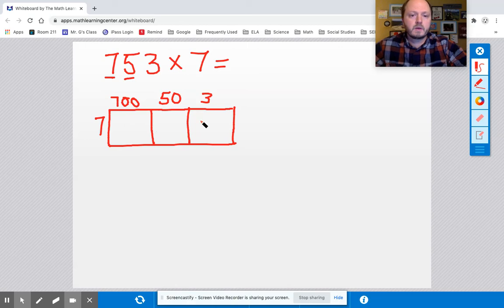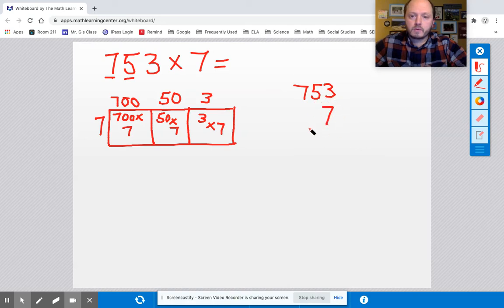They're just placeholders. So we have our first problem is 700 times 7. The next one is 50 times 7. And the last one, 3 times 7. Notice how all of them are times 7 because that is one of the factors in this problem. And the other one is 753, just broken up into its place values. Okay, so let's draw now the problem in the partial products format, right? It looks just like traditional, except we're going to make this line going down the side, and we're going to write out each one of the products separately.